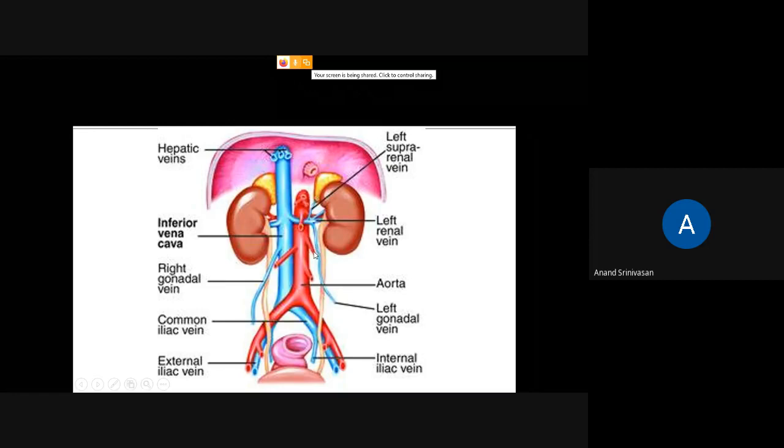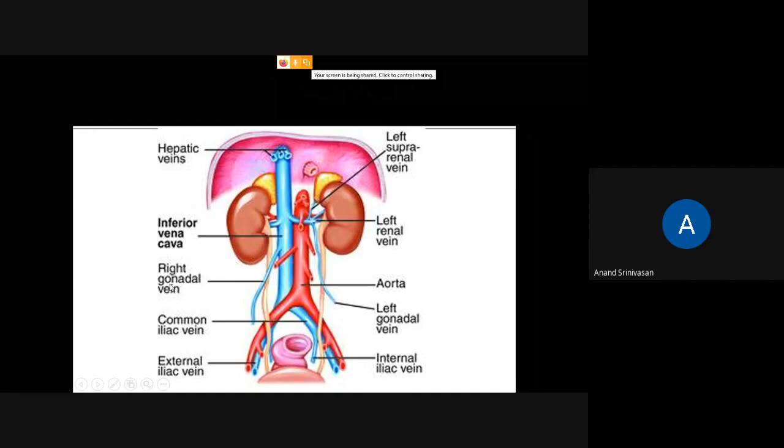Now coming to the veins. The right testicular vein is going to the inferior vena cava. You can see that this is the inferior vena cava. The right testicular vein goes into the inferior vena cava, whereas the left testicular vein goes into the left renal vein.